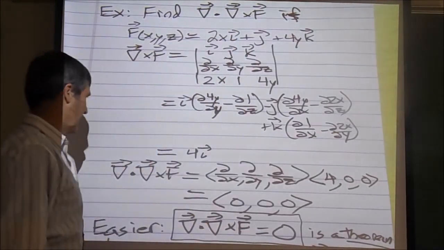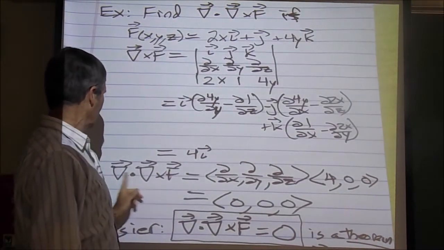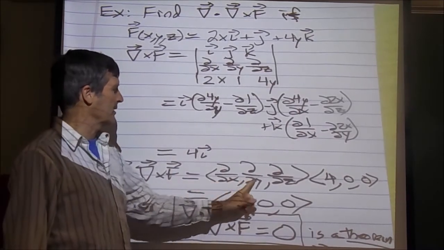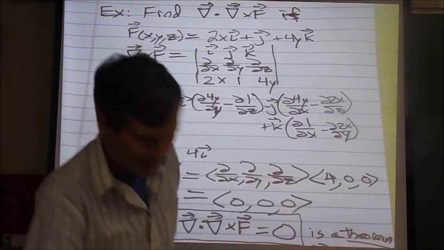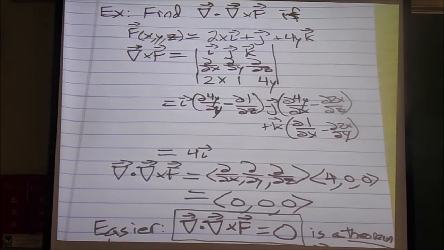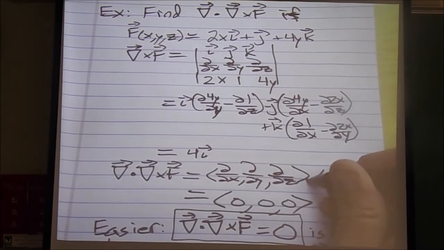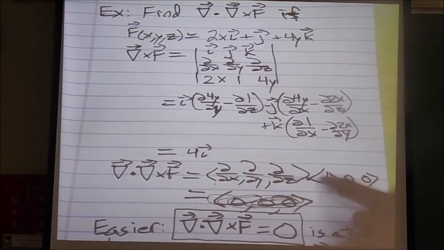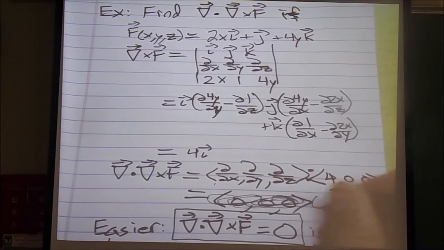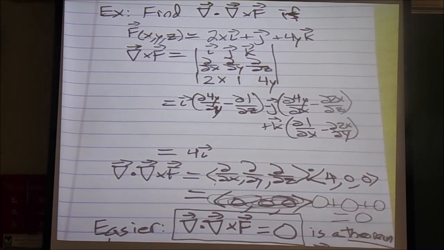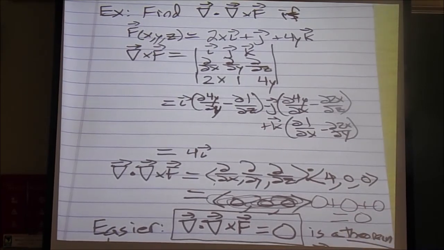We calculate it all out, and we get 4i. Then we have to take the divergence of this vector field. It only has one component, so we take d/dx, d/dy, d/dz. I left my dot out, let's put it in: del dot this. Well, we get d/dx of 4, which is 0, plus d/dy of 0, which is 0, plus d/dz of 0. The whole thing adds up to nothing. It seems like a coincidence, doesn't it?